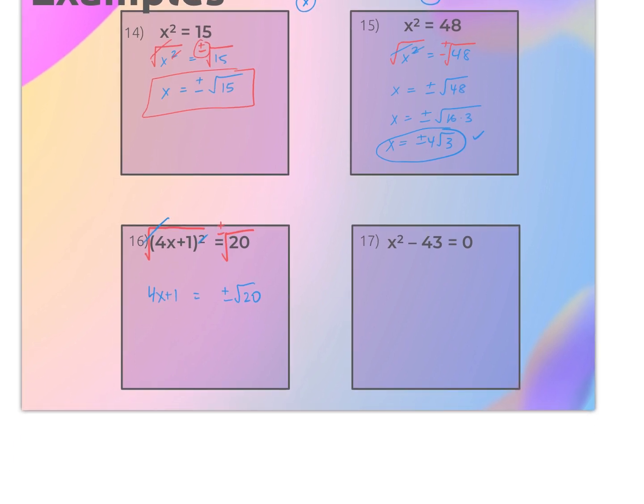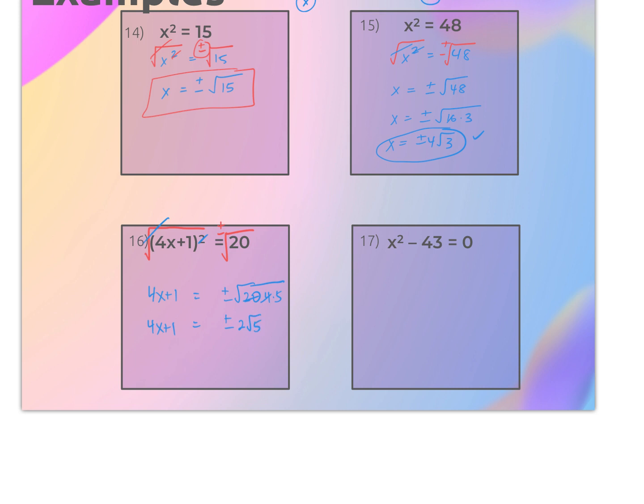Now, here I can clean up the other side a little bit real quick. The plus minus square root of 20, I know the square root of 20 is 4 times 5, and I know that 4 has a square root of 2. So it simplifies to 2 radical 5.